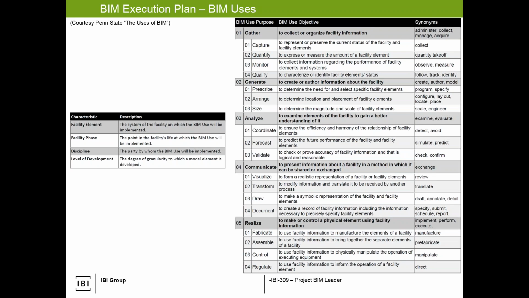So it looks at these uses and it says, if I'm gathering items, I want to be able to capture, quantify, monitor, and then qualify what I've captured, and it goes through the various phases and says, depending on what uses I'm doing, am I doing quantity takeoffs? Am I doing programmatic? Am I examining and evaluating? Am I simulating? Am I predicting?